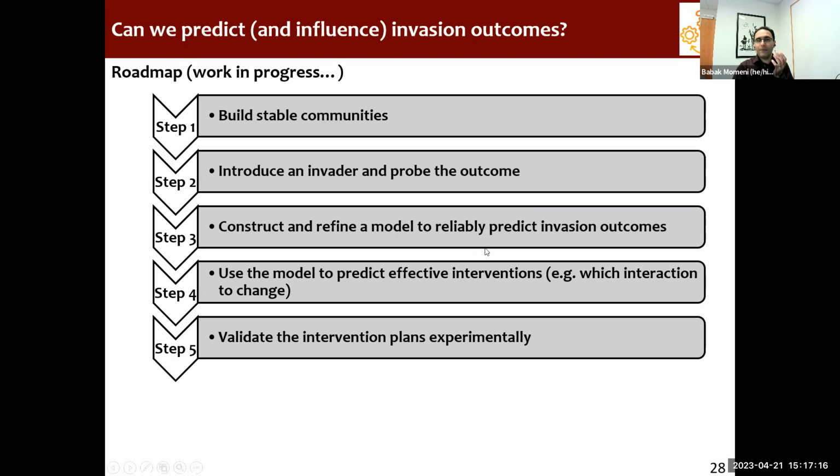And then in parallel, we're constructing models for these slightly more complicated situations where the resident community and the invader are all present at the same time, to see whether these models are predictive of invasion outcomes, which is a slightly easier question to answer compared to predicting the actual dynamics of the system. And then we want to see if we can use the model to predict what sort of intervention is more effective, and we'll validate those experimentally.